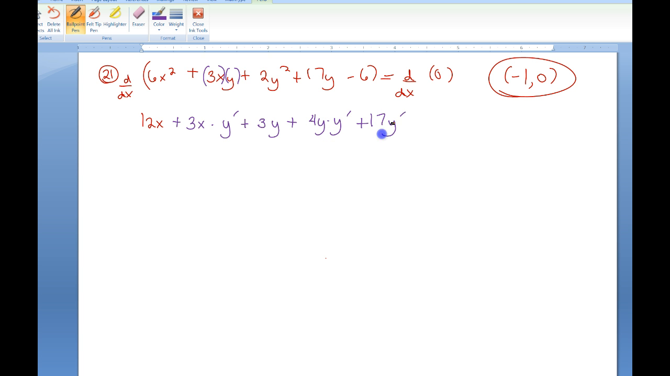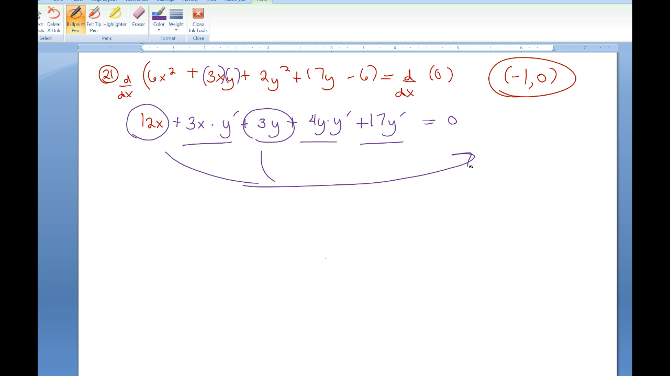Plus 17 times y prime, that'll be minus 0, equals 0. So you do have the choice if you want to write y prime. I usually prefer to do dy dx, but if you have a lot of writing to do, obviously it's easier to write just y prime instead. Now I want to get all the y primes together, which means I'm going to move these two over to that side. Follow along so far? Are you okay if I factor out the y prime also at the same time?